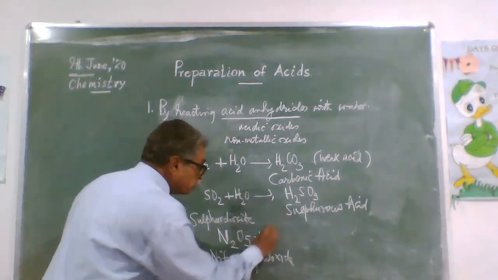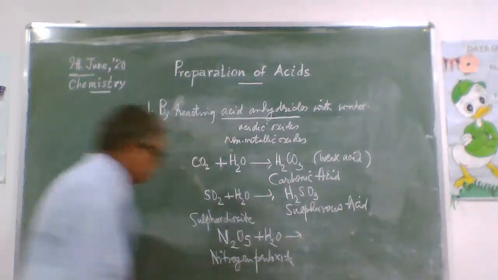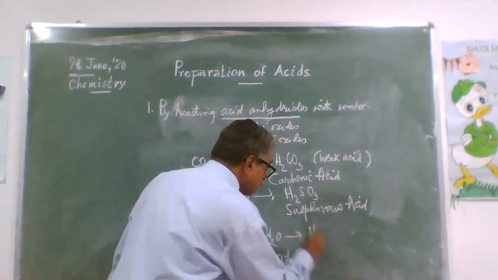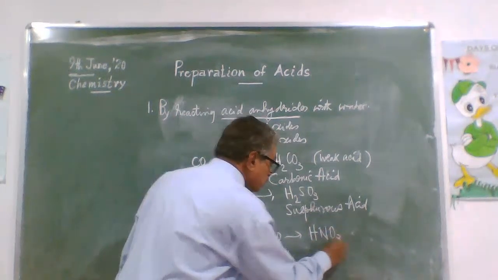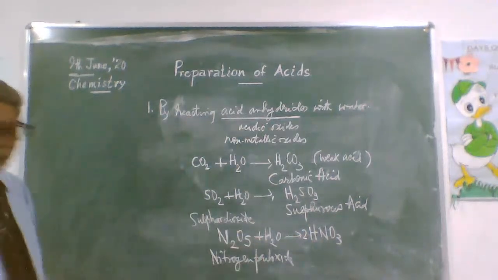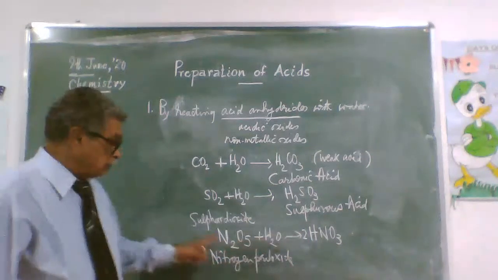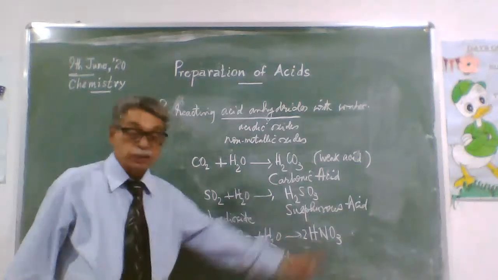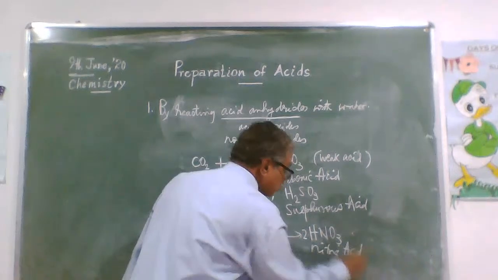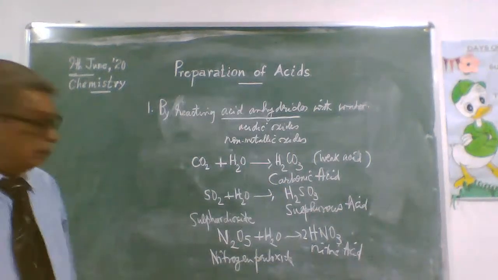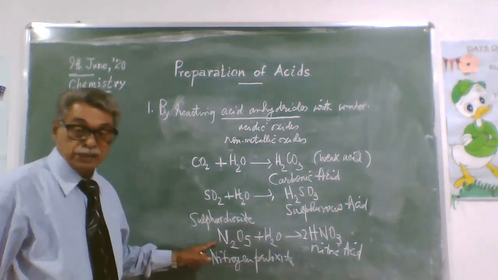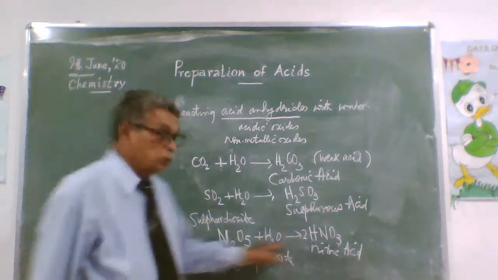Nitrogen pentoxide reacts with water, produces nitric acid, HNO3. Equation balancing we have learned already, I'm sure. So N2O5 plus H2O gives 2HNO3. This is nitric acid. Here nitrogen pentoxide is an acidic oxide of nitrogen.